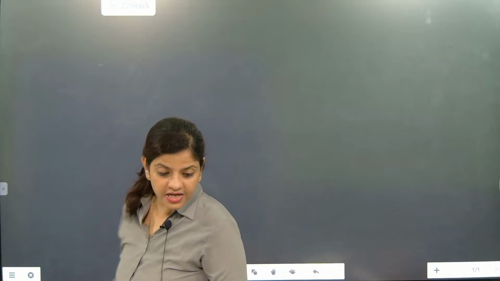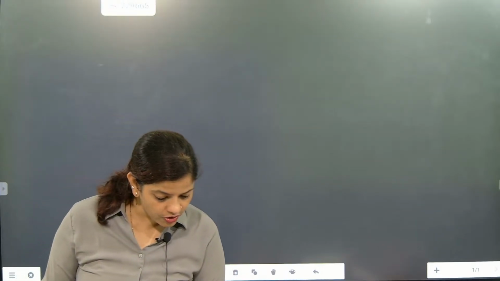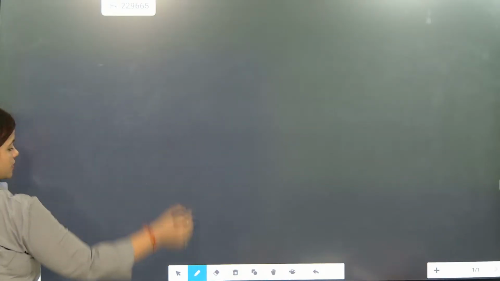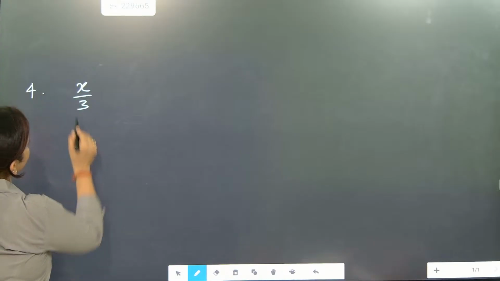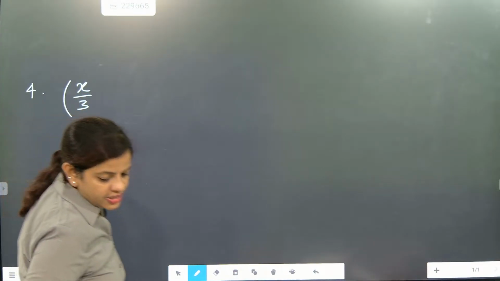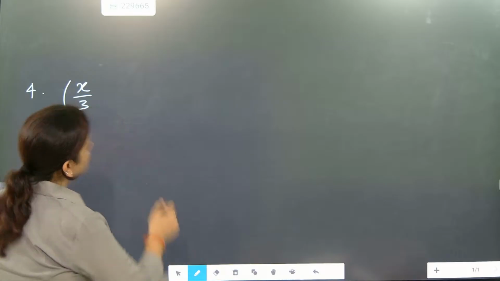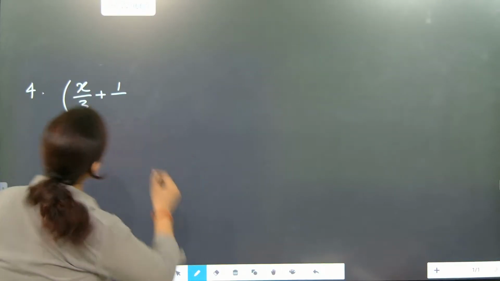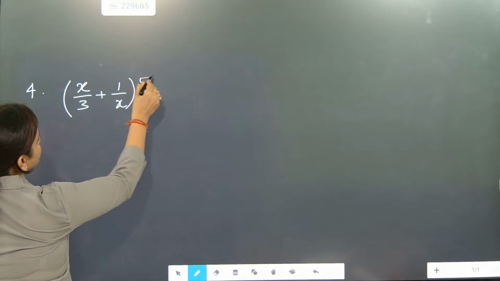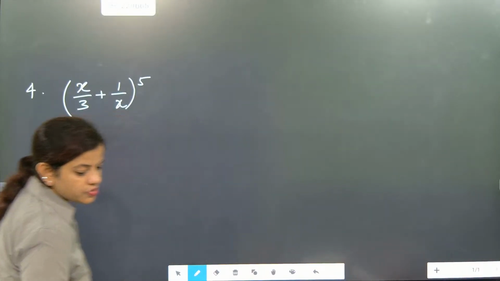expansion of the NCERT question, expansion of x by 3. Question number 4, NCERT exercise 7, question number 4: x by 3 plus 1 by x, to the power 5. Okay, come on everyone, start expanding it and solving the question. This question is not tough.